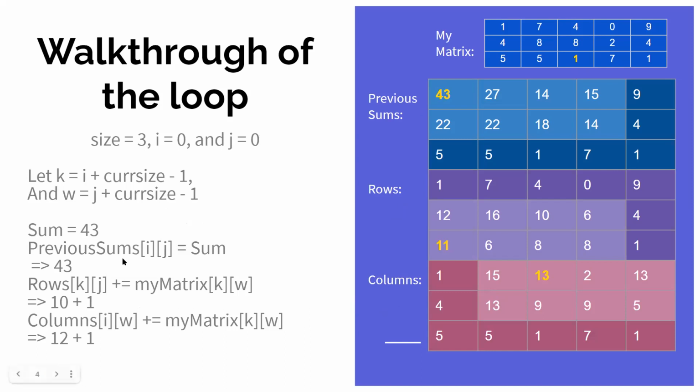We will write that back into previous sums. And as you see on the right, I update the values here. And then previous sums will be sum, 43. For rows and columns, we will add the bottom right corner from my matrix. So it's 10 plus 1 and 12 plus 1. So these spots are just added by 1 from this value right here.